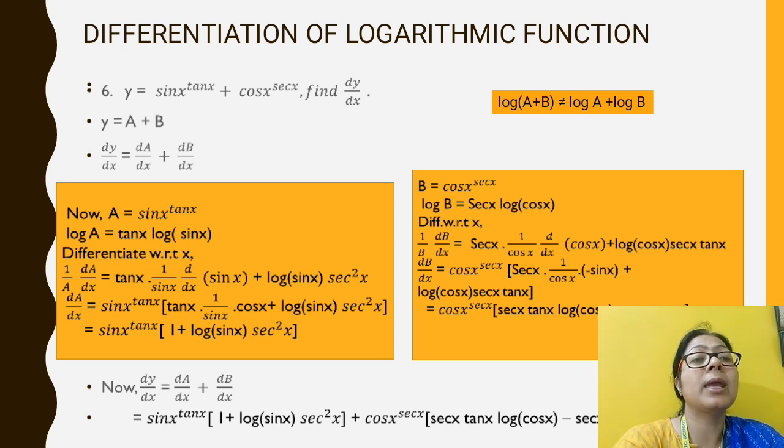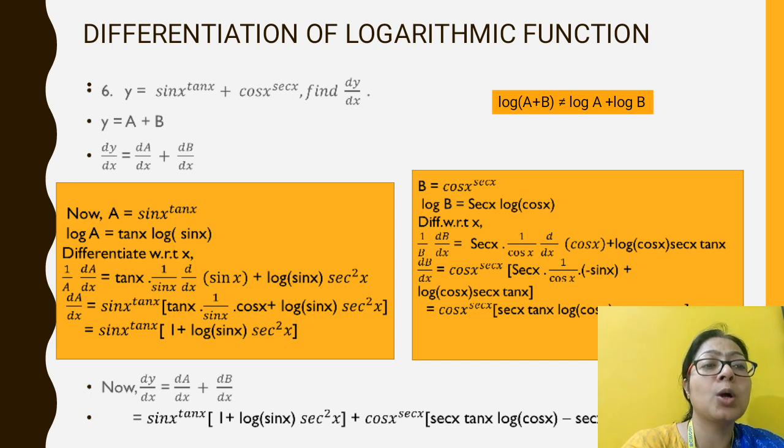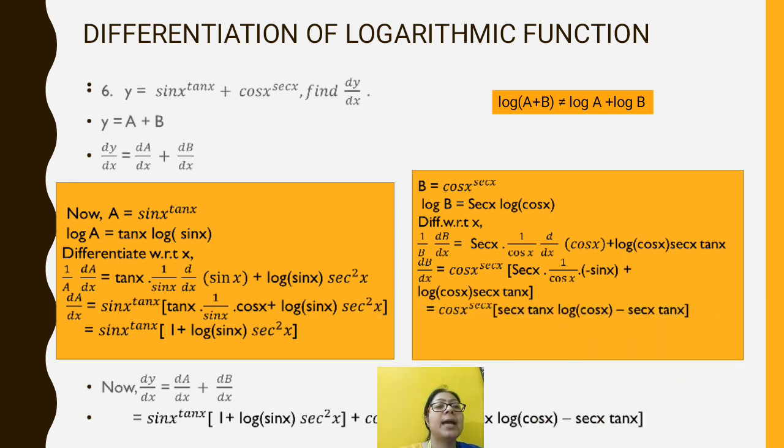So now B should be multiplied on the right hand side, that is cos x to the power secant x, inside the bracket secant x into 1 by cos x into minus sin x, and secant x log cos x into secant x into tan x. So that will be minus 1; I had written afterwards, then the sec x tan x log cos x written in front, minus sec x into tan x, that I have written afterwards.